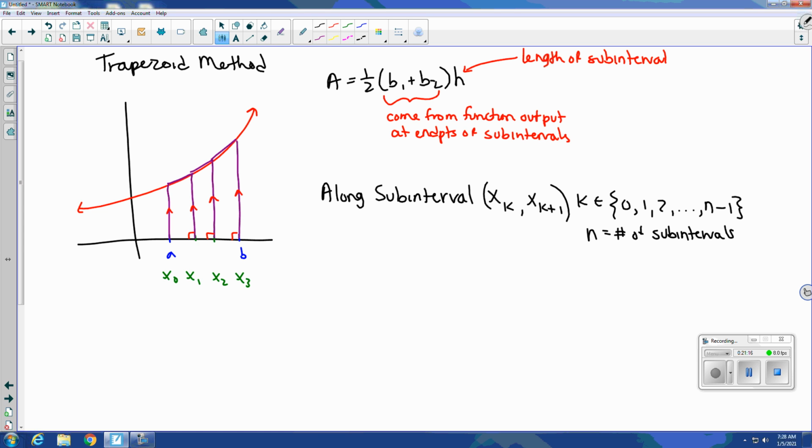So along this height, which we marked off in red, that should be the length of the subinterval. So how do we find that?